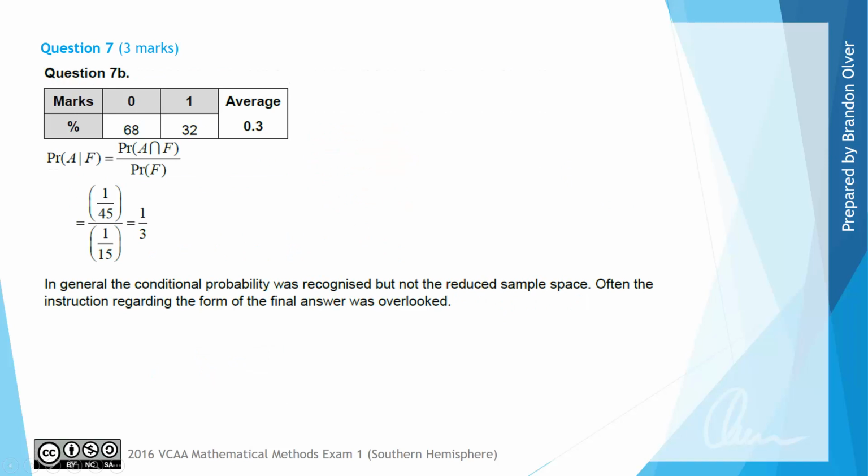In the examiner's report, we can see that 2/3 of students got 0 marks for this question, and 1/3 of students got the mark. The examiner's report goes on to state that the conditional probability was recognised fairly well, but not the reduced sample space. And often the instruction regarding the form of the final answer was overlooked.